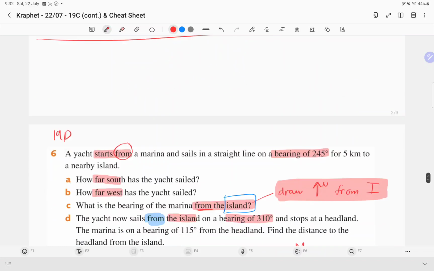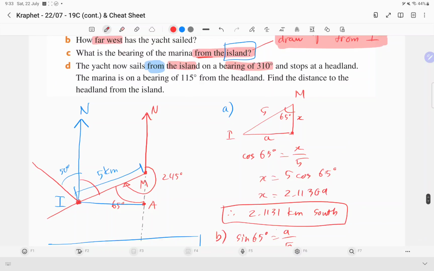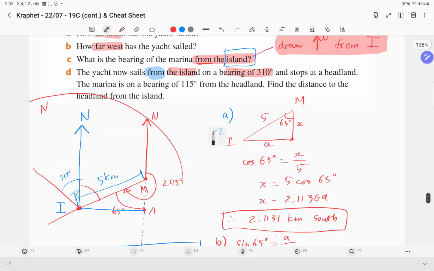Okay, so now let's see. So the bearing of 310, which is 50 degrees from 360, stops at the headland. Let's call that H. The marina is on a bearing of 115 from the headland. 115. If you can, put a protractor in here and draw the north line from the headland, and find an angle that's going to be 115. Because when you draw the travel path this way, it could go on a little bit more before it reaches a point where it will be 115.